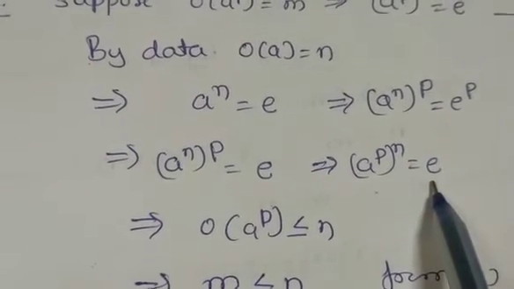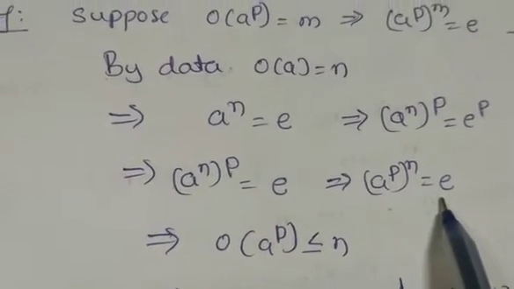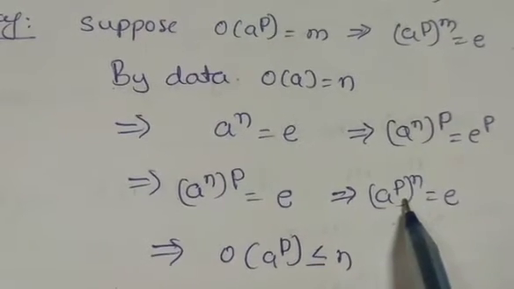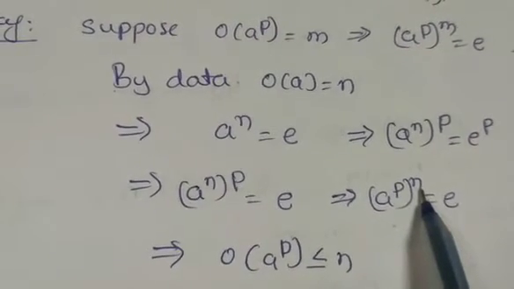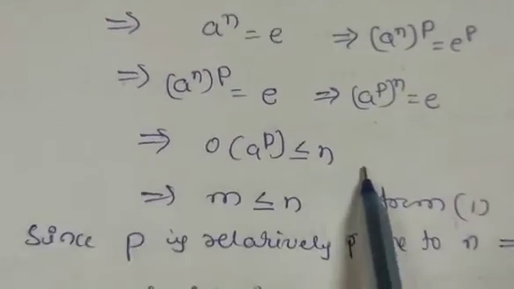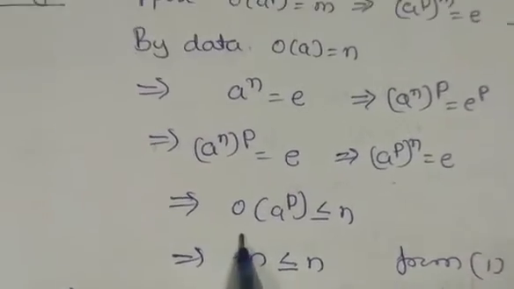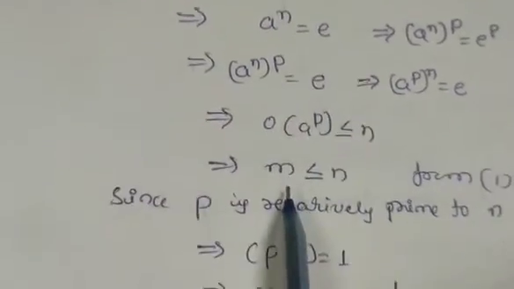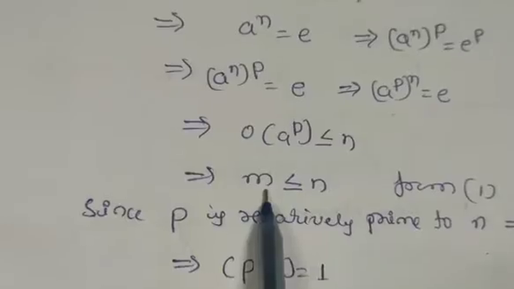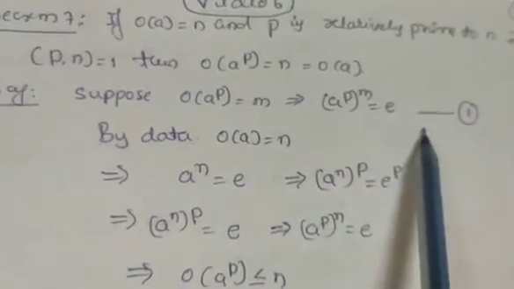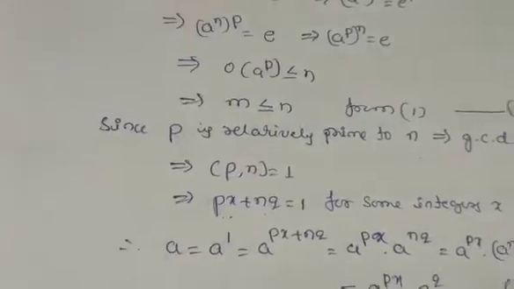So again, go back to the definition of the order of an element. Then this implies the order of a to the power of p is less than or equal to n. We know the order of a to the power of p we have taken as m, so let us substitute that. This implies m is less than or equal to n. This is from equation number 1; we have taken this as equation number 1.